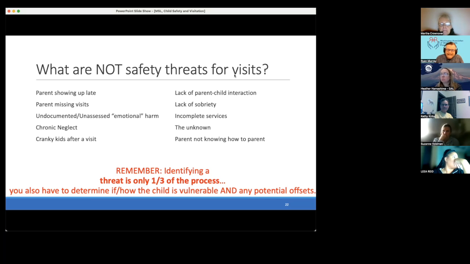Oh, here we go. Cranky kids after a visit, not a safety threat. It's annoying, but it's not a safety threat. Lack of parent-child interaction. So if the parent just comes in, plops their butt down and starts watching TV, it's not a safety threat. It may be a case planning issue, but not safety.